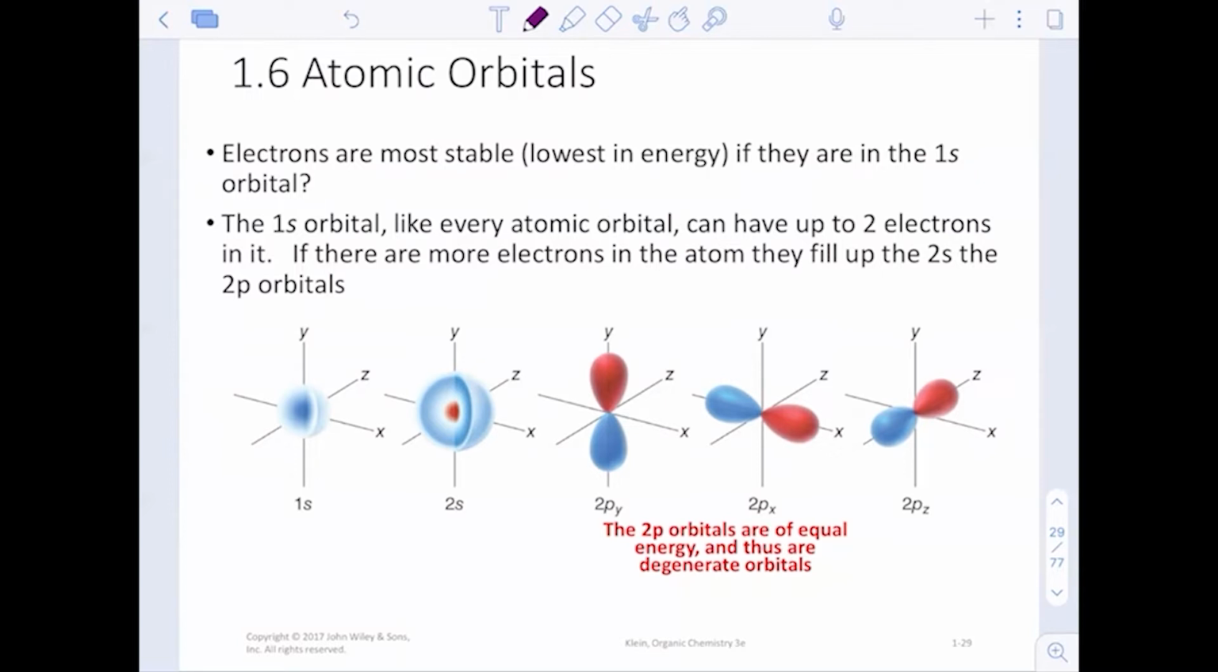But looking at our 1s orbital compared to our 2s here, size is the big difference. And then with the 2p's, it depends on whether it's on the x, the y, or the z axis, right? That's how we define those degenerate orbitals. And if we remember the word degenerate, they were all equal in energy. It doesn't make a difference. The x, the y, or the z all have the same energies.